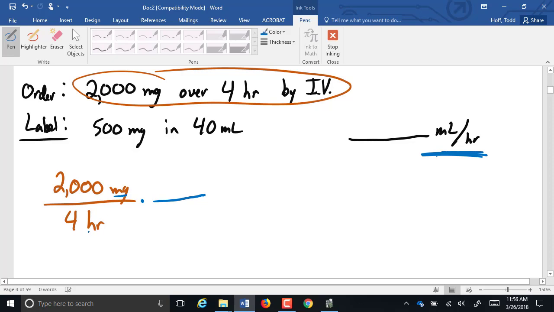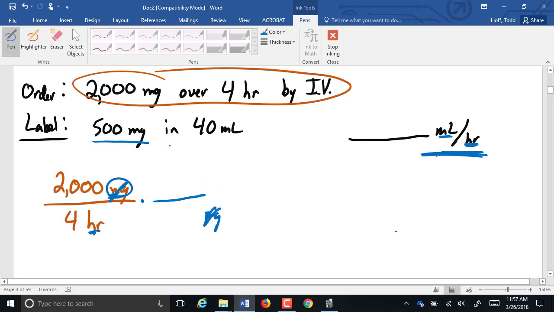We have milligrams on top and hours on bottom. In our answer, if we look at the units, we want milliliters on top. So we know the milligrams has to change. We want hours on bottom. So the hours on bottom are just fine. So the only thing we need to change here is the milligrams. So I'm going to put milligrams on bottom so they cancel out.